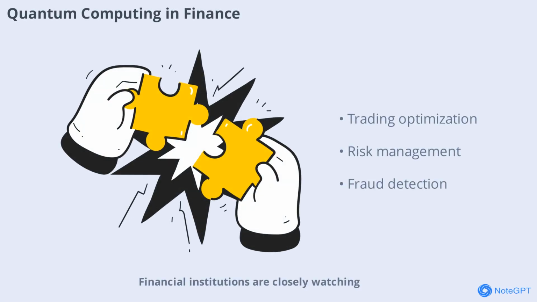Financial institutions are closely watching the development of quantum computing. Quantum algorithms could optimize trading strategies, manage risk, and detect fraud more effectively. As quantum technology matures, it could transform the financial industry, making markets more efficient and secure. Next, we'll look at how quantum computing could impact healthcare.